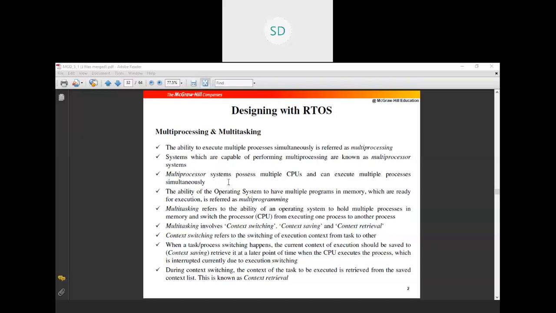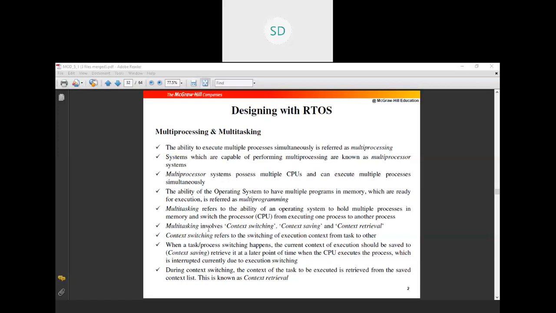So if we have more than one CPU, what happens? Different processes can be executed at the same time. That is known as multiprocessing. Now, the ability of an operating system to have multiple programs in memory which are ready for execution is referred to as multi-programming. Multi-programming is nothing but multiple programs being executed at a time, which are ready for execution.